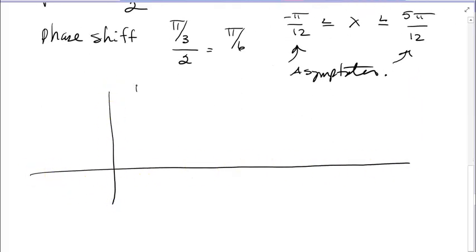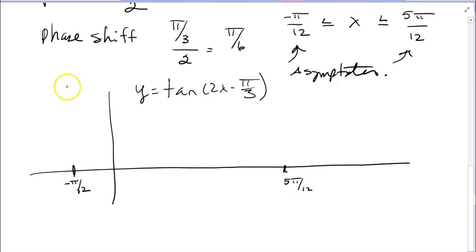So here's the graph: y equals tan of 2x minus pi over 3. I forgot the tan. I have an asymptote at negative pi over 12, and I have an asymptote at 5 pi over 12. Draw your asymptotes. The intercept is always going to be directly in between.